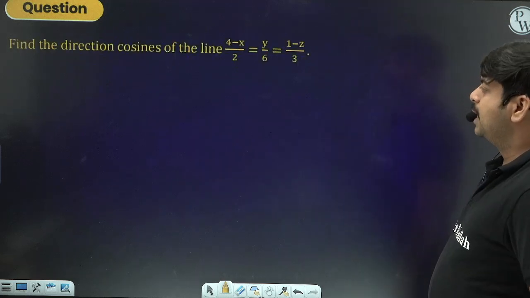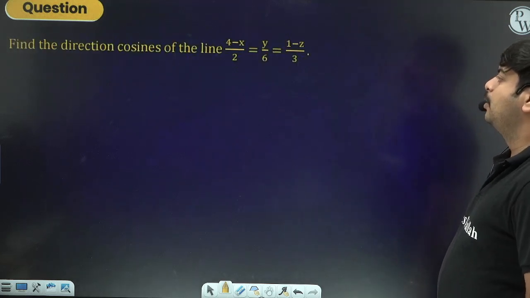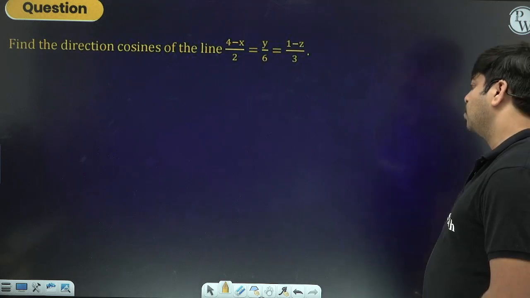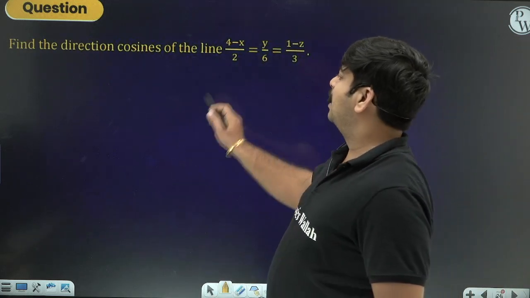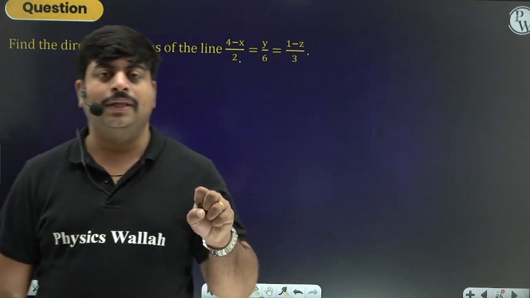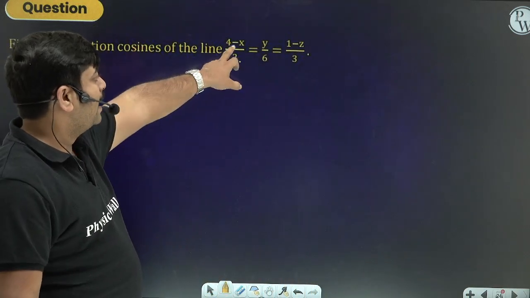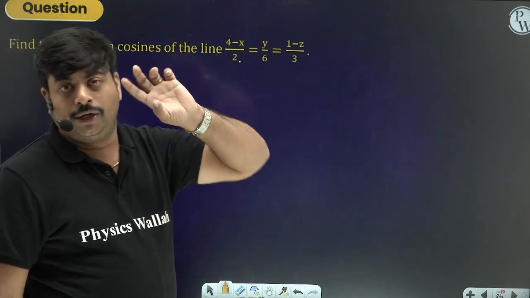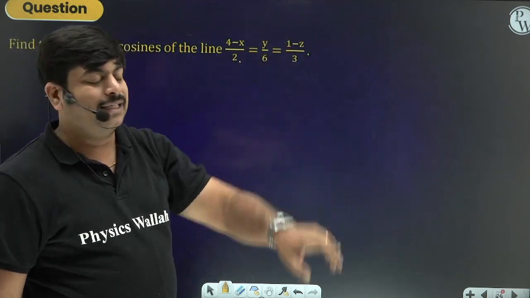Find the directional cosines of the line (4 minus x)/2 = y/6 = (1 minus z)/3. One thing you need to understand: you cannot directly take 2, 6, 3, because in the numerator, if you carefully observe, there are negatives, minus x and minus z. That is not at all the proper format.